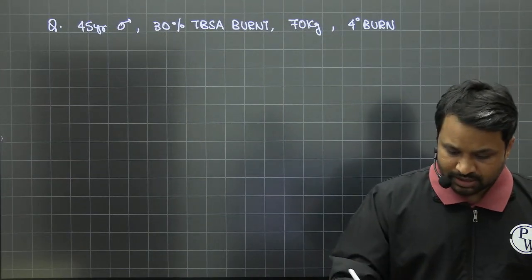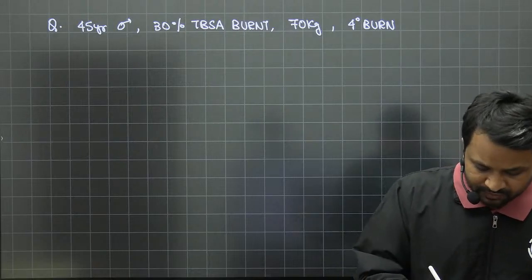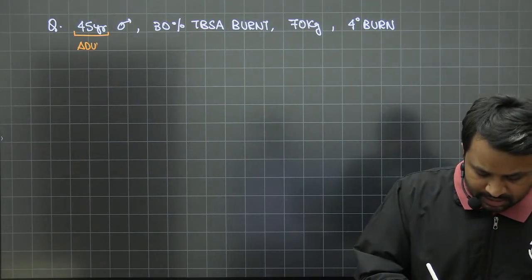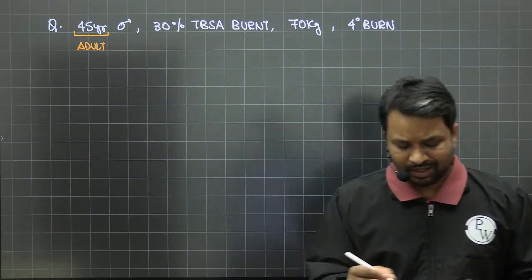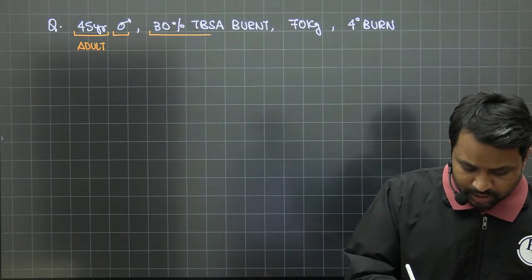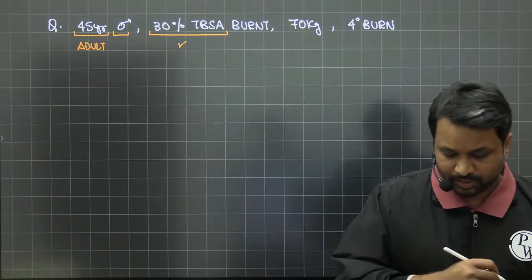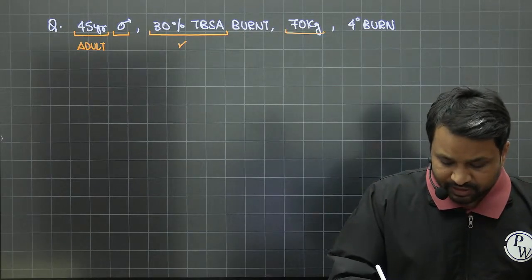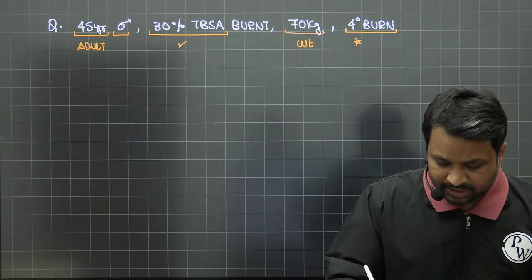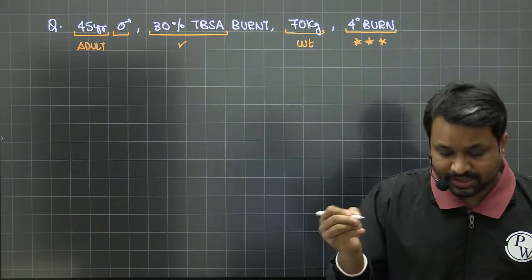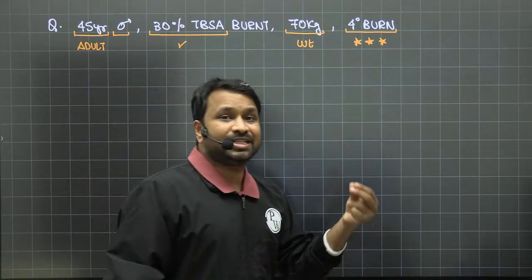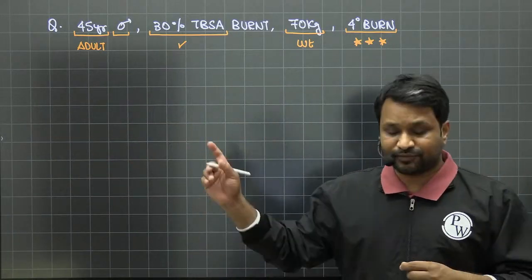Now, the first thing, 45-year-old, tells me that it is an adult. So age is going to be important. Sex does not matter, male or female, it's okay. I have the percentage of total body surface area burned, that is 30%. I have the weight, which is required to calculate, and the most important one, the degree of the burn, because this is going to tell me what I am going to use. Am I going to use 2 ml per kg, 3 ml per kg, or 4 ml per kg? It's a 4th degree burn.